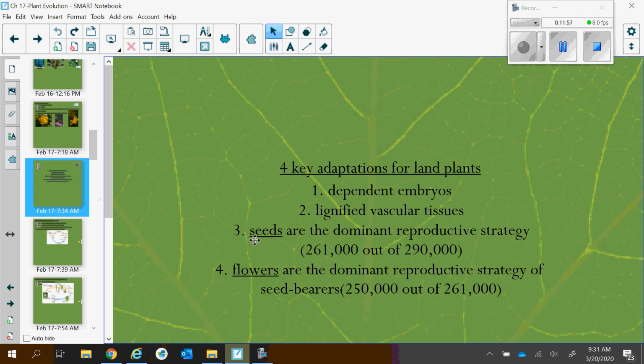Seeds, obviously, out of 290,000 species, 261,000 produce seeds. And out of that 261, 250 produce flowers. Seeds are critical for dispersal. Flowers are critical for attracting pollinators. It's obviously the way to go because 250 out of 290,000 plants. That's a big percentage. Take it easy.